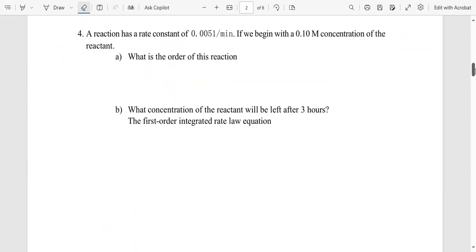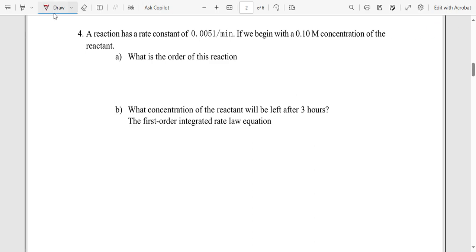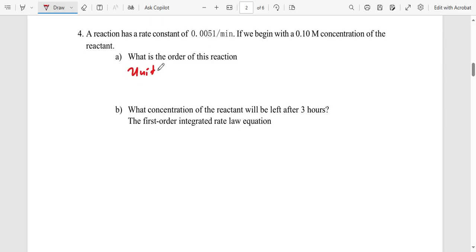All right, good. So number 4, a reaction has a rate constant of 0.051 per minute. We can also write this as 0.051 minute to the power negative 1. It's the same thing. If we begin with 0.1 molar concentration of a reactant, what is the order of the reaction? Now, you just look at the unit of the rate constant, unit of K. It is per minute. Per minute means minute to the power negative 1.